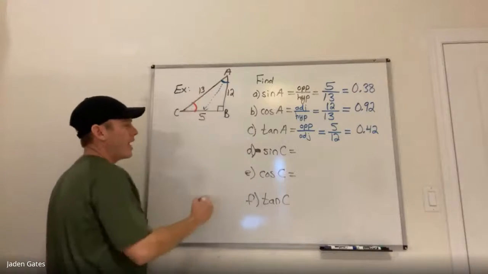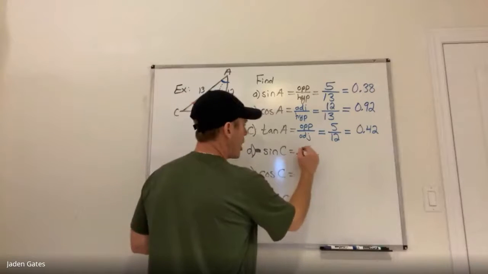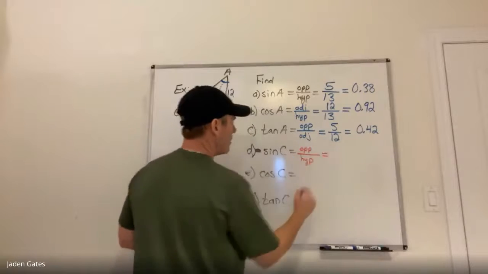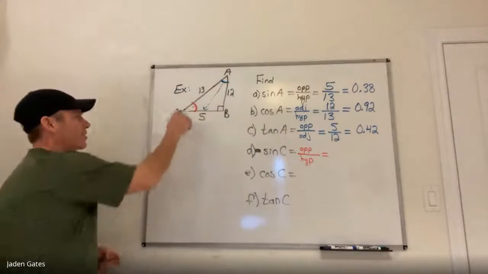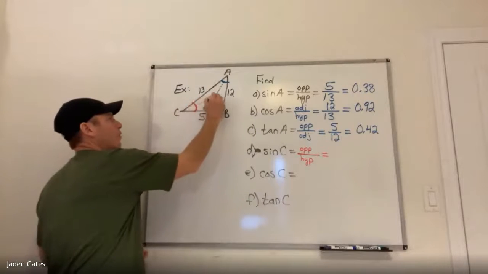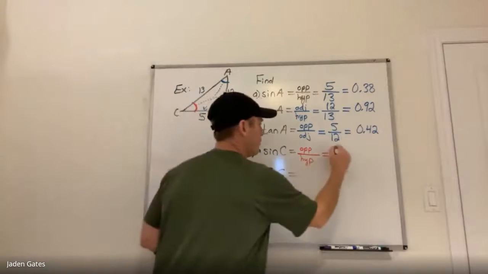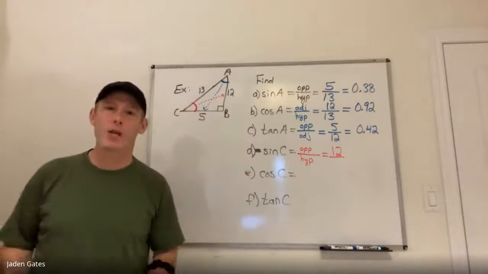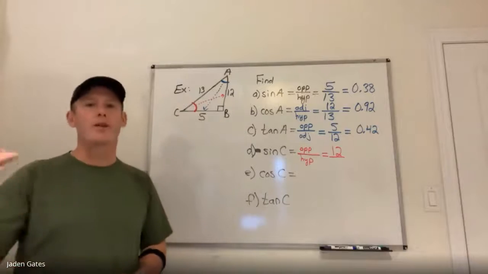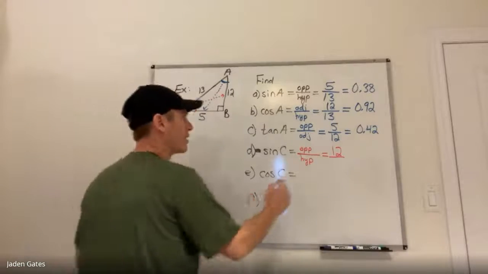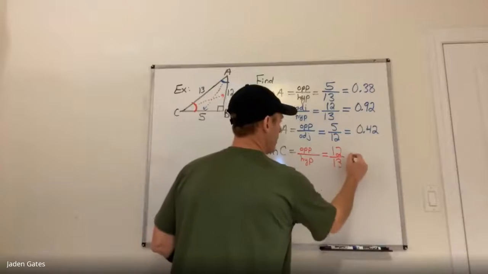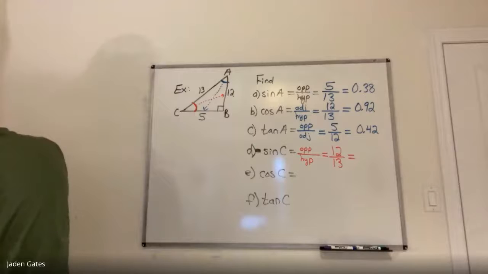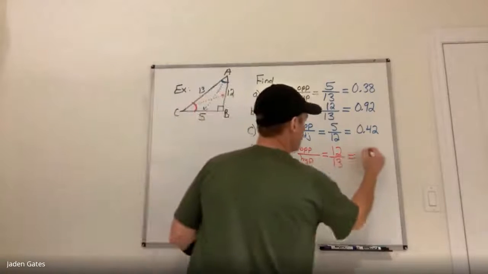There it is. And again, sine on highway, that is the opposite divided by the hypotenuse. The opposite is the side across from the angle we're looking at. So that is a 12. The hypotenuse doesn't change. It's always going to be across from the right angle. So again, it's a 13. And if I take 12 and divide it by 13, I get 0.92.